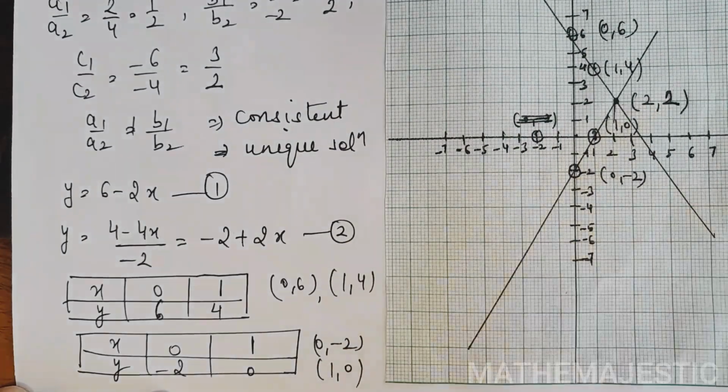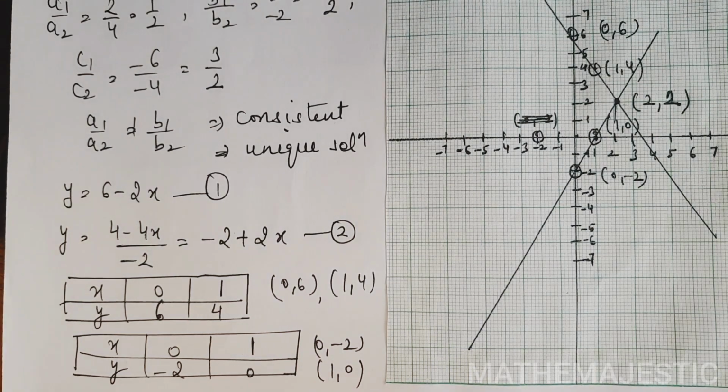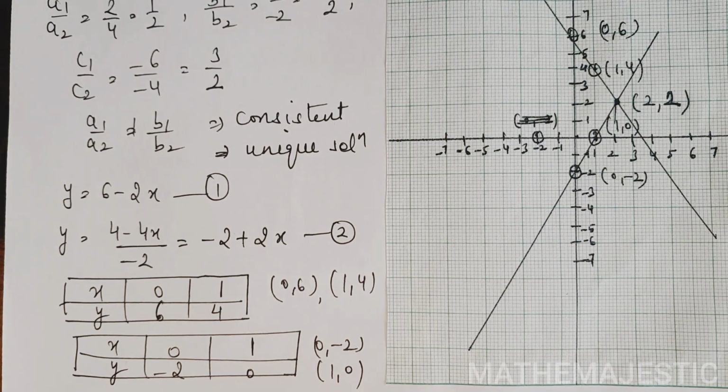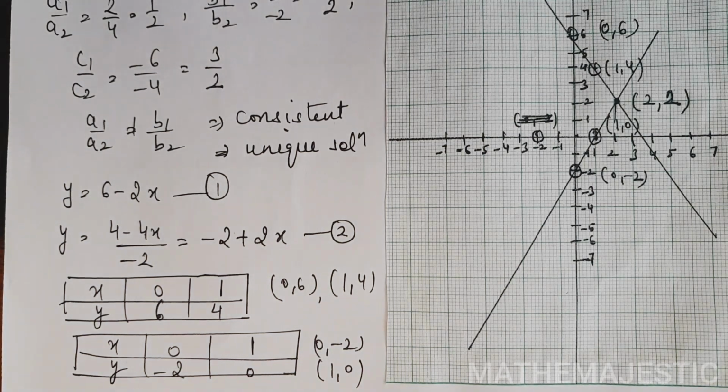This is your answer. 2, 2 is the point of intersection. So that means this will be the unique solution of this set of linear equations. So this is your answer. So we will be moving towards the next part now.